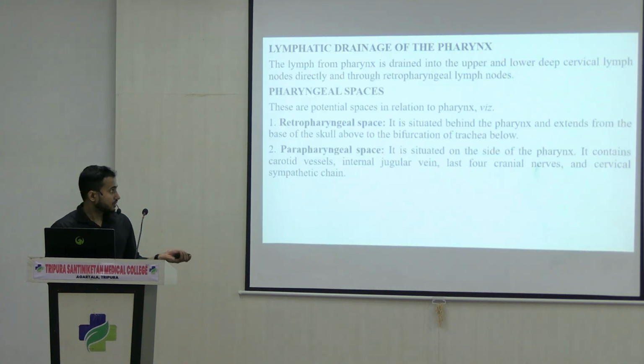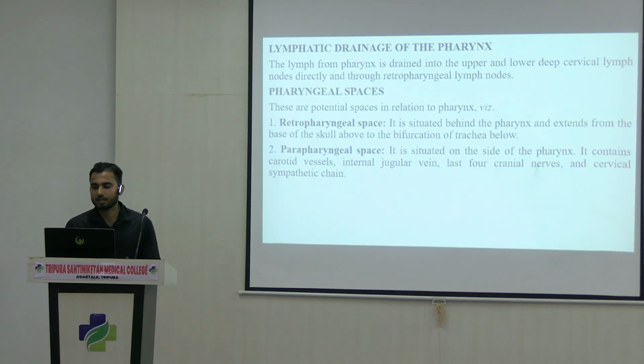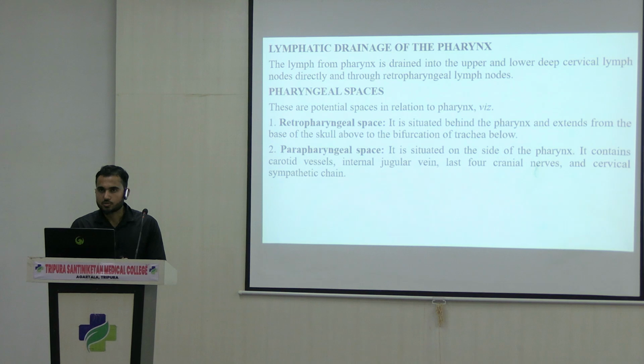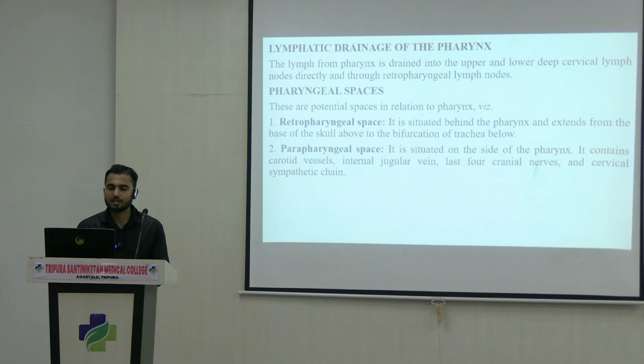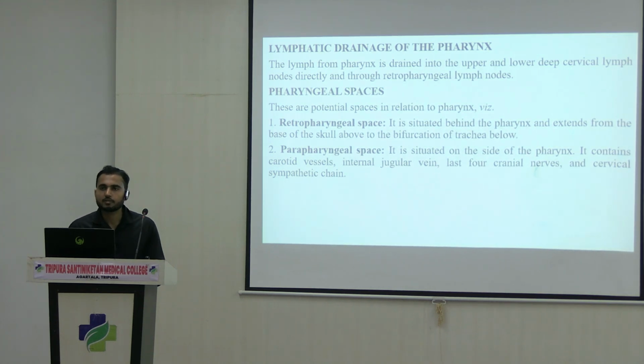Next, the lymphatic drainage. In lymphatic drainage, it is drained by the upper and lower deep cervical lymph nodes, and through the retropharyngeal lymph nodes. Now, the most important part of the pharynx is the pharyngeal spaces. Has anyone heard about the pharyngeal space? I hope you have studied the fascial spaces of the neck. Anyway, in case of pharyngeal spaces, two important spaces are there, that is the retropharyngeal space and the parapharyngeal space.